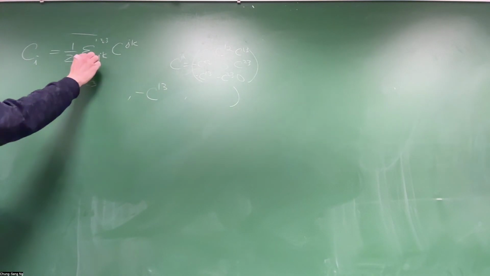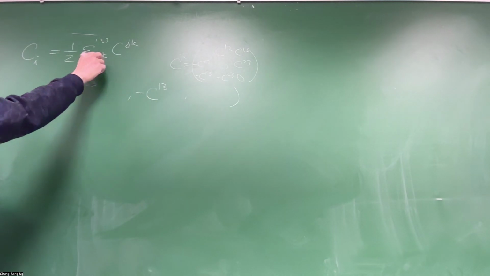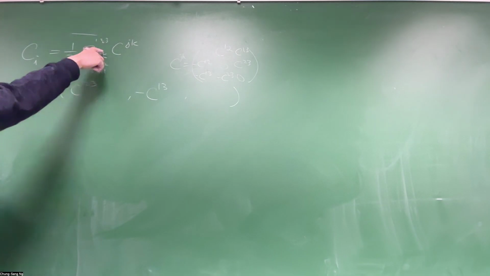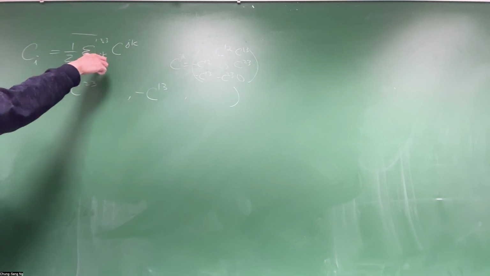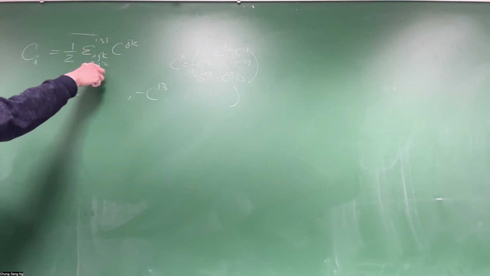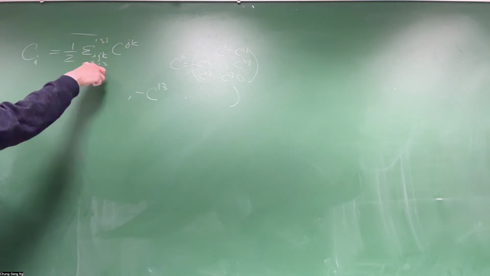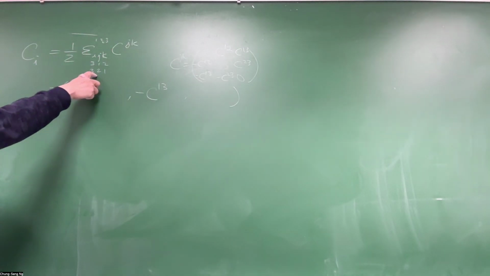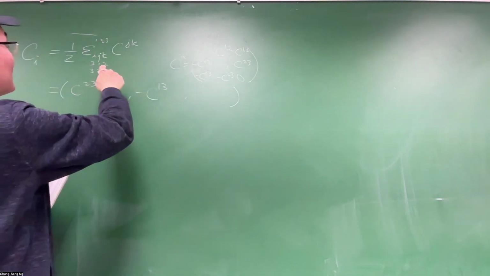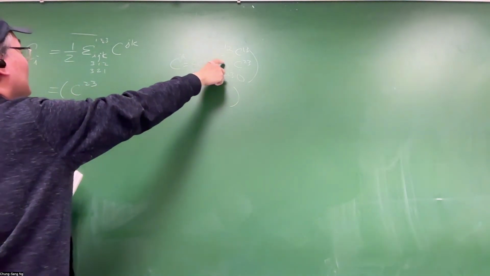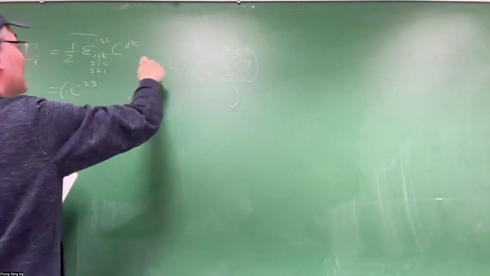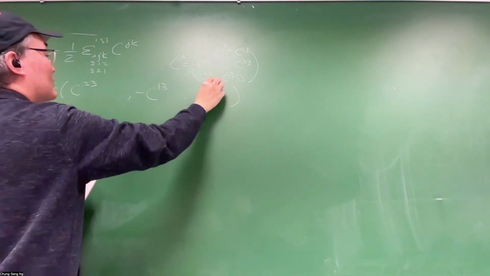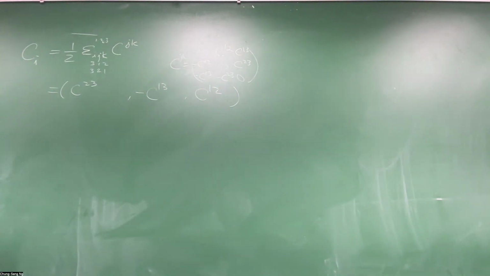And now the final one, 3. The two cases are 3, 1, 2 or 3, 2, 1. To get from here to this, you interchange 1 and 2, and then you interchange 1 and 3. So this is positive, this is negative. 3, 1, 2 is positive, and 3, 2, 1 is negative. So this is negative, so this is C_1.